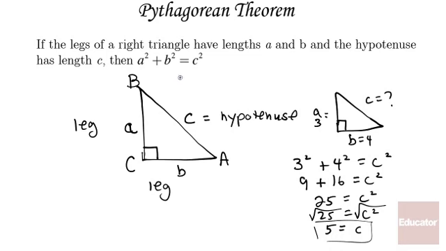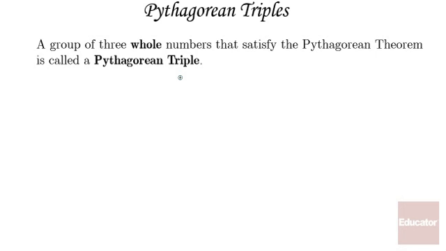If you have a group of 3 whole numbers that satisfy the Pythagorean theorem, this is called a Pythagorean triple, or sometimes triplet. So a Pythagorean triple would be like 3, 4, and 5 in the last example, and that's the simplest one and probably the most widely used. So 3, 4, and 5 is a Pythagorean triple because it satisfies a squared plus b squared equals c squared. So this is a true equation, and it's using all 3 whole numbers.